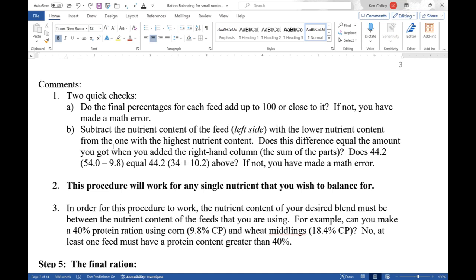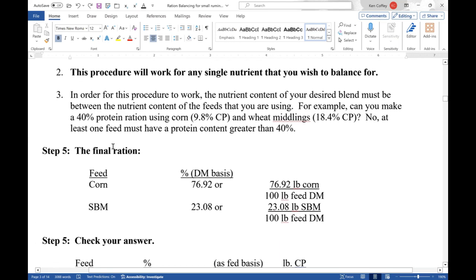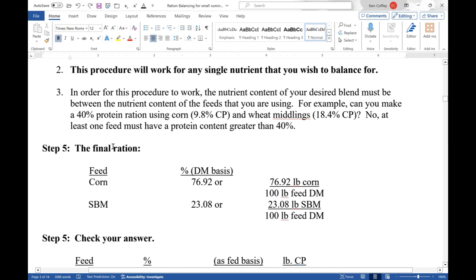So that's one thing we can do. And I've got another thing. I'll show you another check here in a little bit. But we can do this for any nutrient we wish to balance for. We can start out with energy. We can then go to protein. We can do a series of these, but it gets kind of complicated.